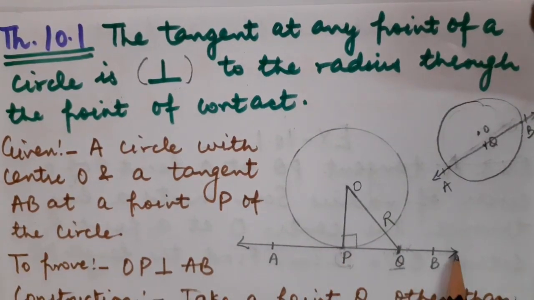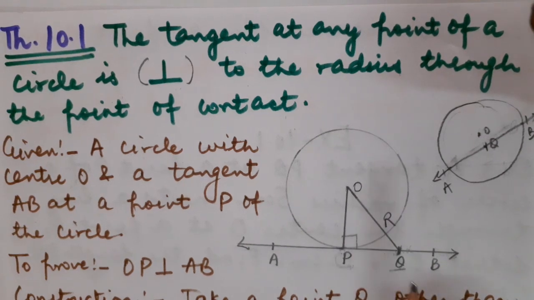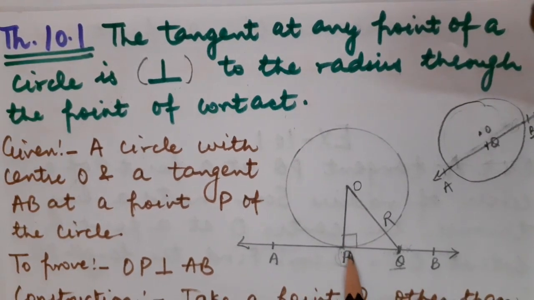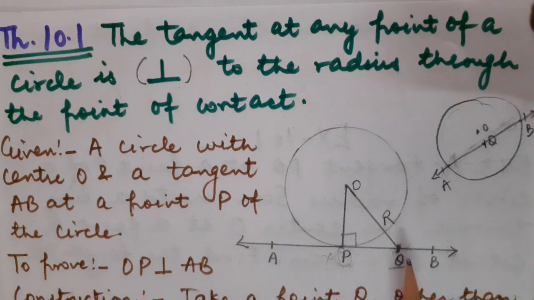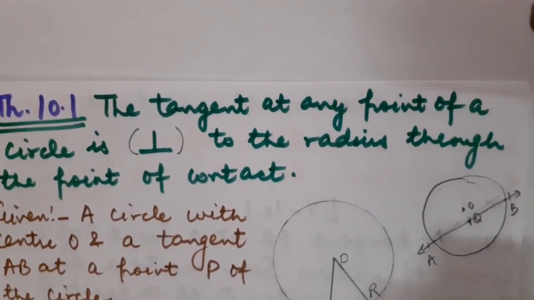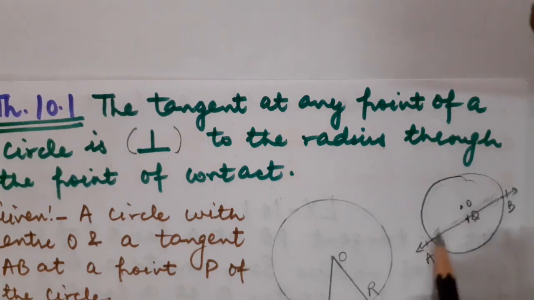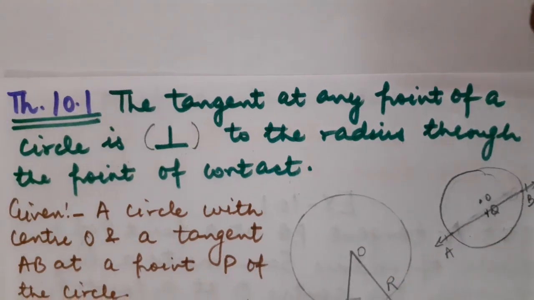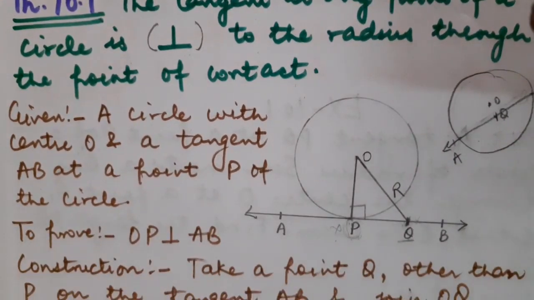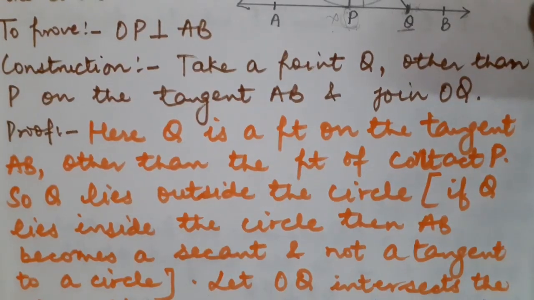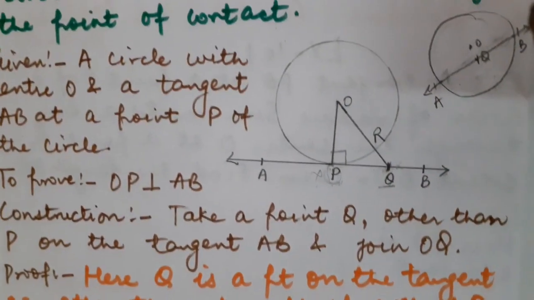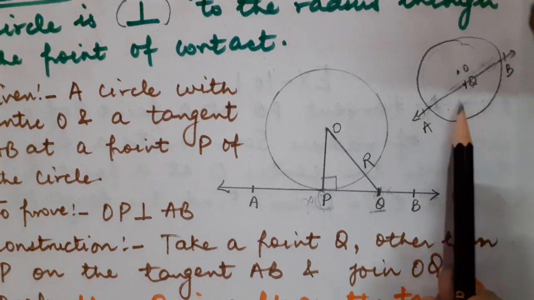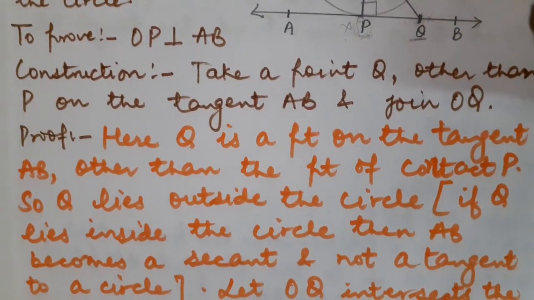Children, here AB is a tangent, correct? And P is the point of contact. Other than this point, I have taken one more point Q, which is outside the circle. Suppose I had taken it inside the circle, then definitely AB would become the secant of the circle. But what is given in the question? That AB is a tangent to the circle. So it is compulsory that we take point Q outside the circle only, because if we take it inside the circle, AB will become the secant of the circle. Correct, children? So here is the proof.